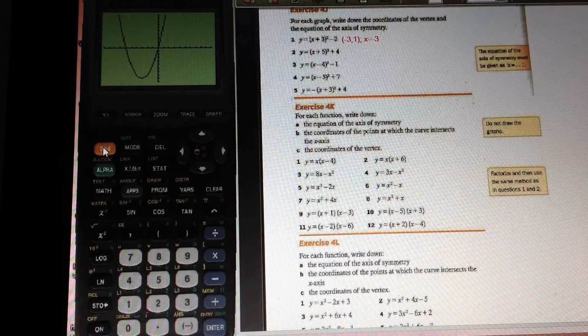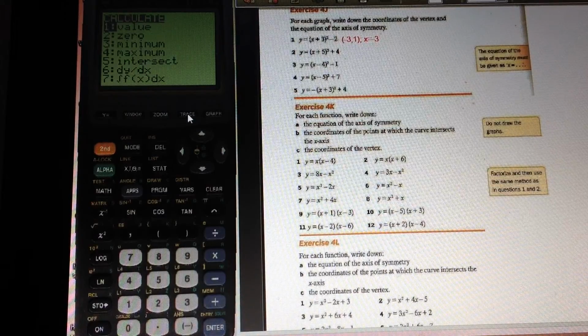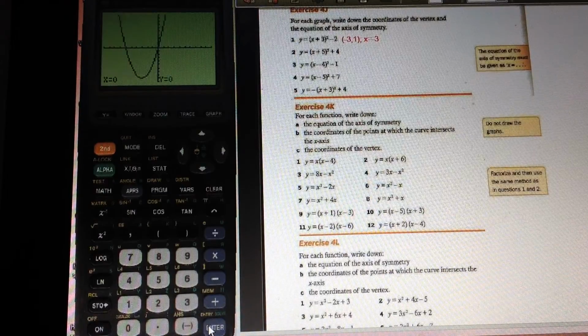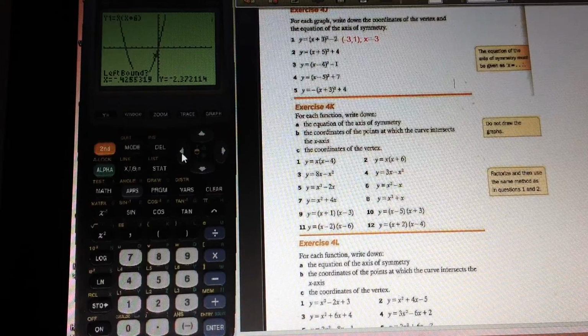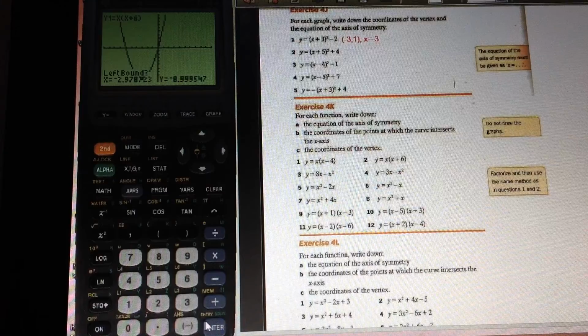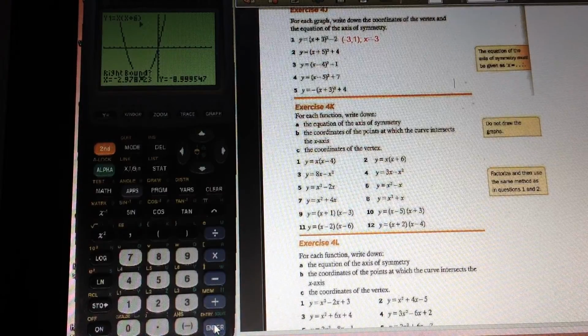So I'm going to go to second calc, which is the trace button. We're going to go to the minimum, hit enter. Alright, so the left bound, we're going to move the flashing line to the left side a little bit. So right here, and enter. You're going to shift that to the right side a little bit.